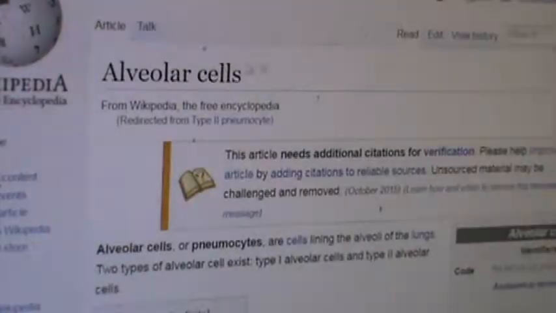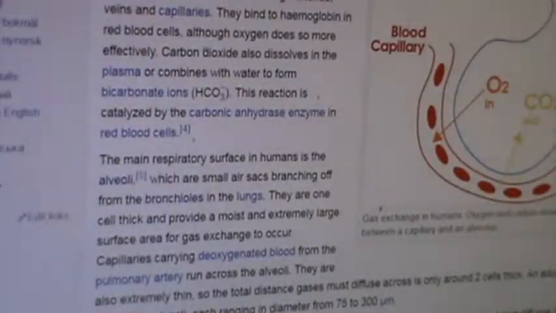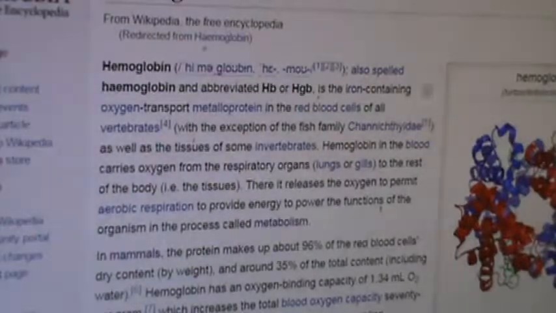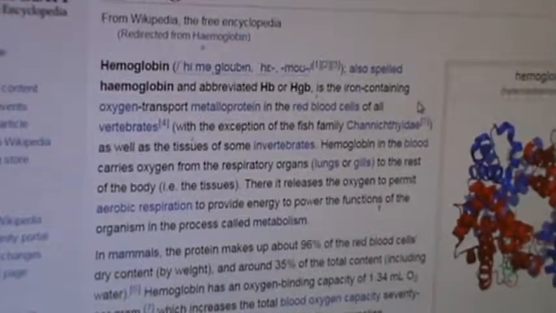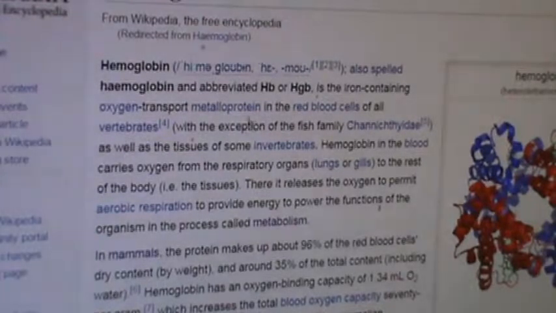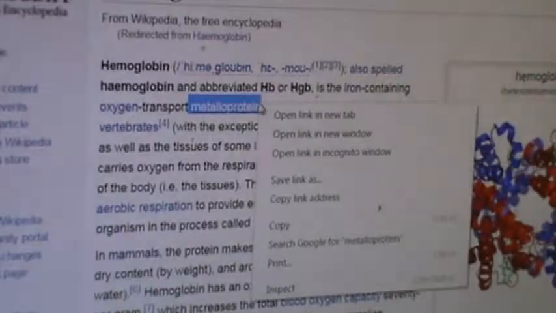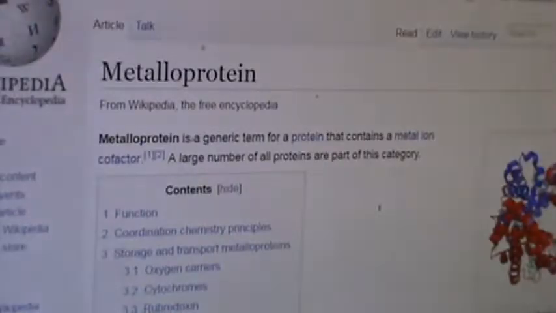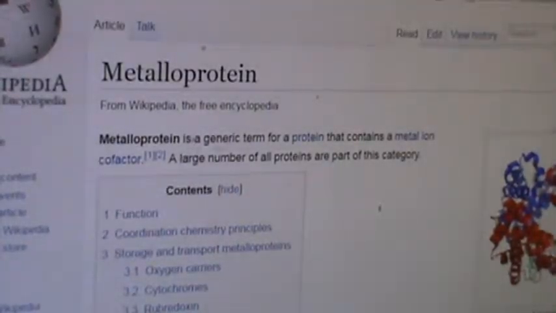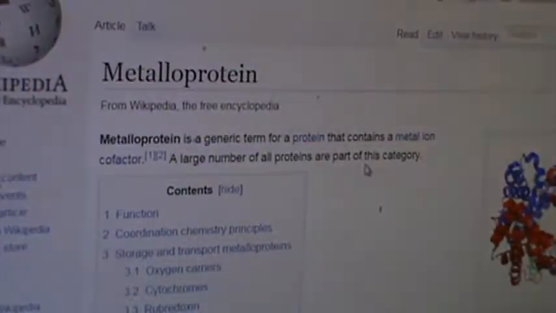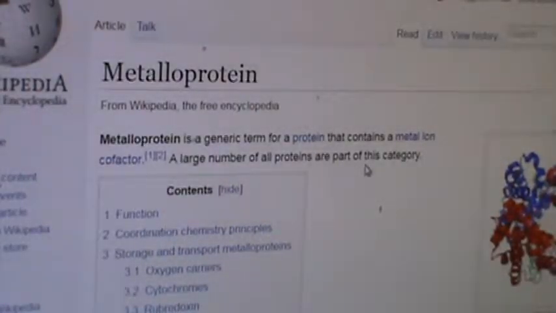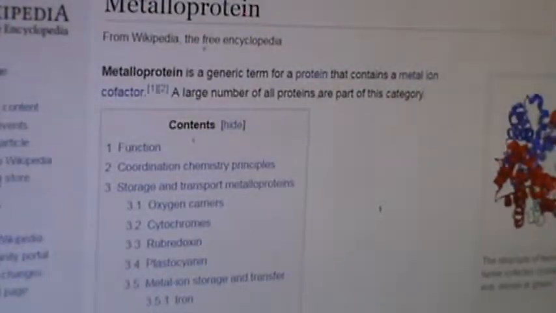And then what else do we have? Okay, so that was cool. We solved hemoglobin. We went deep there. Man, so this is crazy. Not only is it a protein, it is a metalloprotein. So we solve protein, and the metallo keeps the +1s for Father. Oh, so metalloprotein is a generic term for a protein that contains a metal ion cofactor. A large number of all proteins are part of this category, and so they choose hemoglobin.